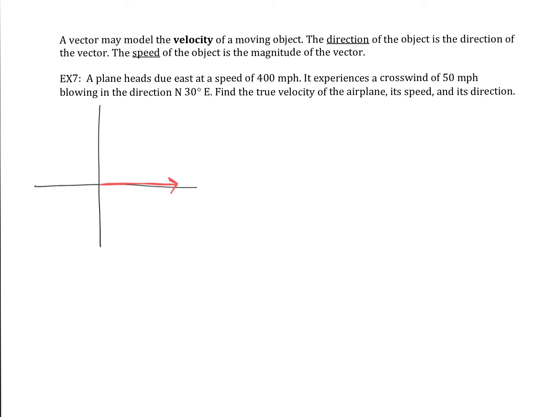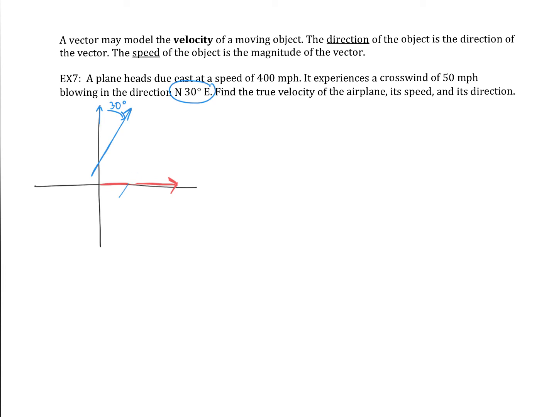And then what do we know? It experiences a crosswind, and the crosswind is blowing in the direction of north 30 degrees east. So we go north, but then 30 degrees east, and that's our crosswind. Okay, so this is our crosswind. And you could have multiple vectors heading in this direction.